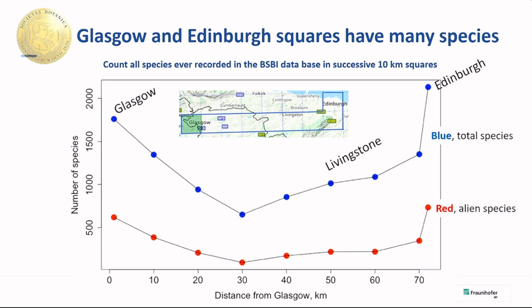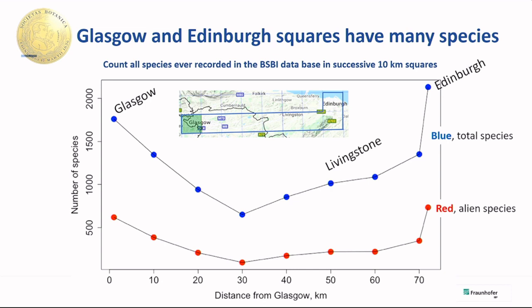And look, what we find is that Edinburgh and Glasgow, they both have a lot of species recorded by generations of BSBI recorders. And good strong data sets, plenty of records. And as you get into the underpopulated regions, there are fewer. And then it goes back up again when we come through Livingston. And so we have this interesting graph.